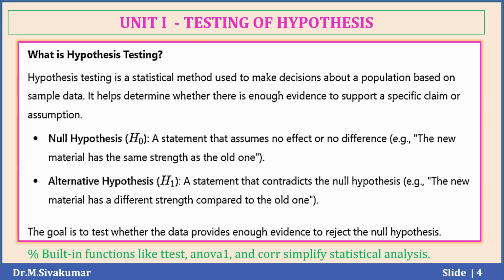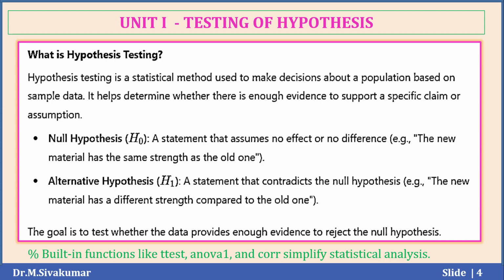And what is hypothesis testing? Hypothesis testing is nothing but a statistical method used to make decisions about a population based on sample data. And what is the use of this? It helps determine whether there is enough evidence to support a specific claim or assumption. Here there are two types of hypotheses. First one is H0, that is the null hypothesis, a statement that assumes no effect or no difference. For example, the new material has the same strength as the old one.